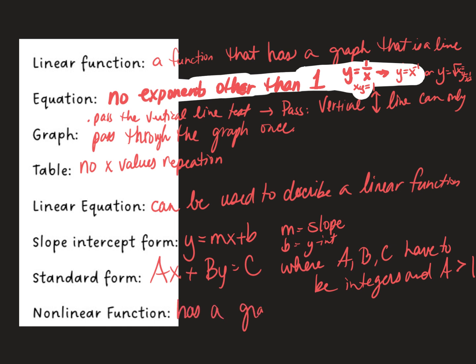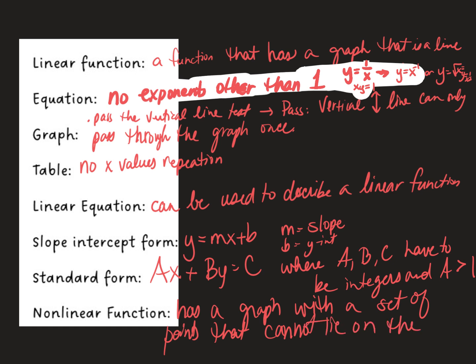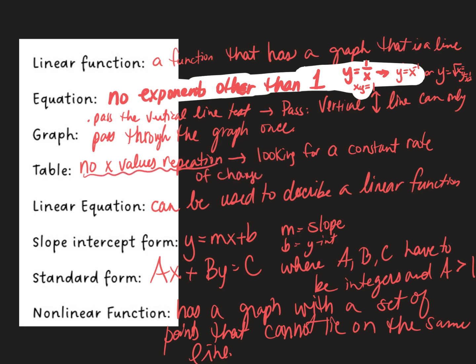Has a graph with a set of points that cannot lie on the same line. Okay, moving right along. For a table, no x values repeat. Also, you are looking for a constant rate of change. That's how you know you have a table that is linear. To be a function, first it has to meet this no x values repeat. And then to be a linear function, you're looking for a constant rate of change.